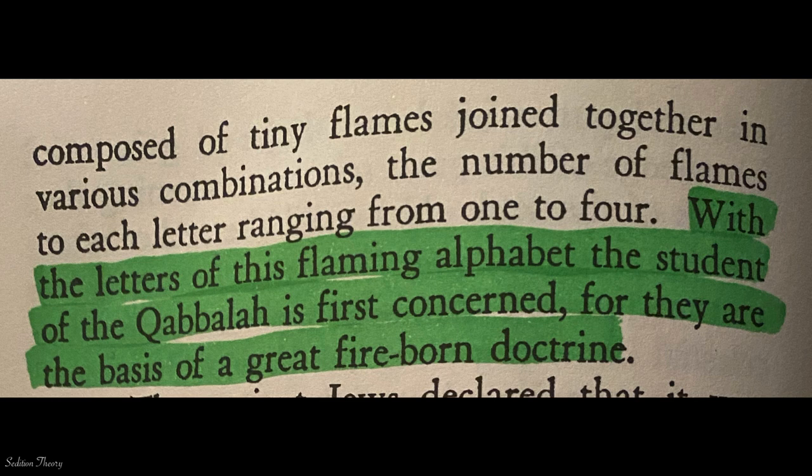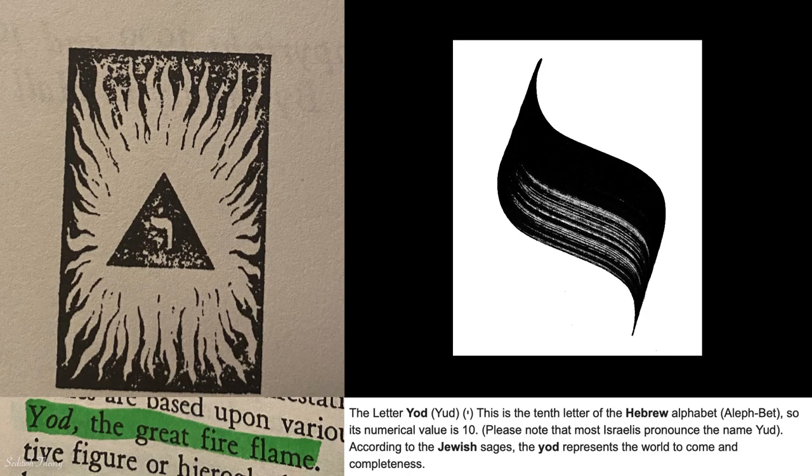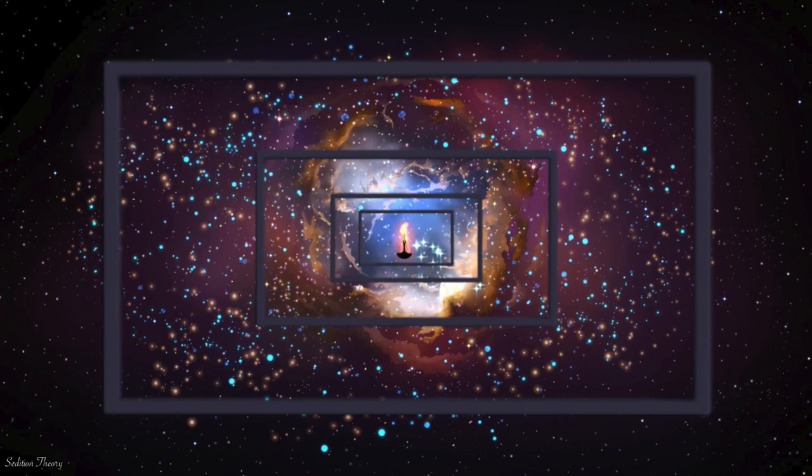With the letters of this flame alphabet, the student of the Qabbalah is first concerned, for they are the basis of the great fireborn doctrine. So the Yod, the great fire flame, has a numerical value of 10. According to the Jewish sages, the Yod represents the world to come and completeness. So this scene here could be taken as the great fire flame being born into the universe.